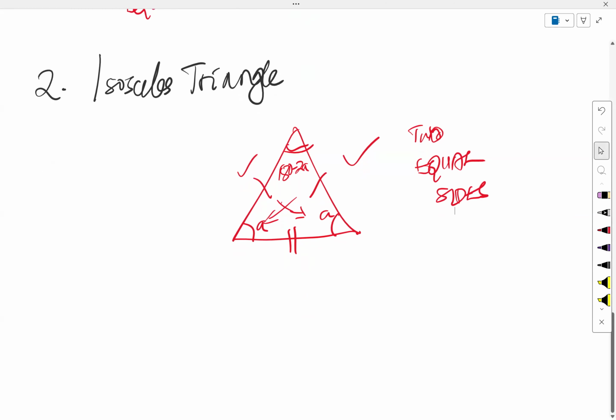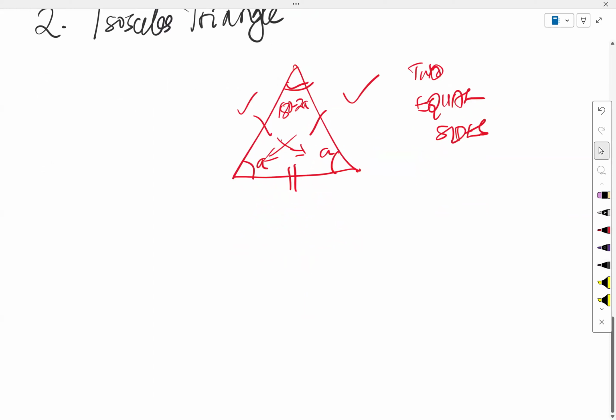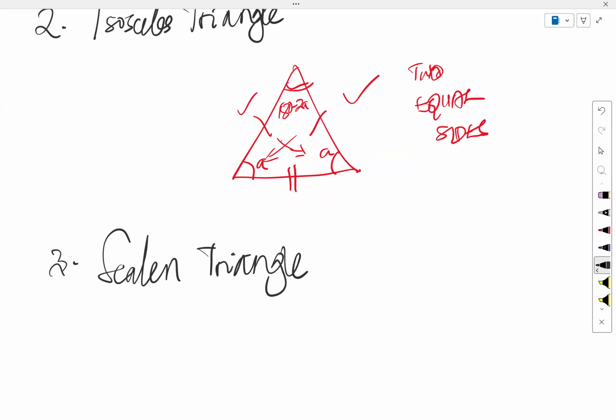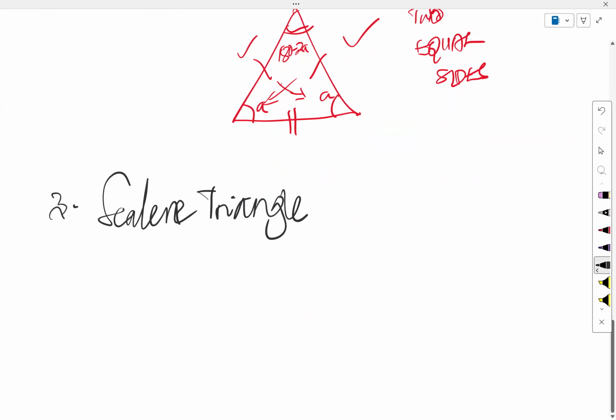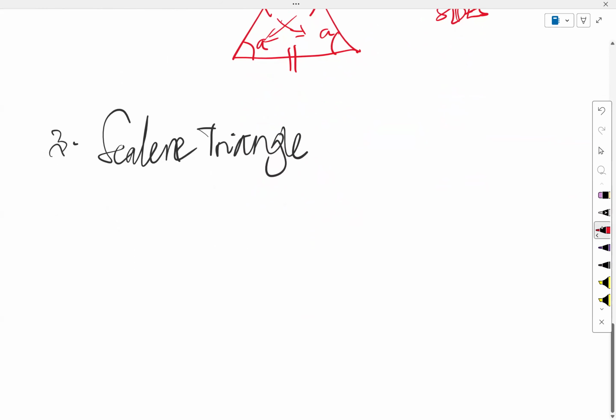So let's go to the third one, which is what you can call the scalene triangle. For a scalene triangle, all the sides are different. However I draw it, just know that all the sides are not the same. So you have this side, and this side, and this side. They are all totally different.